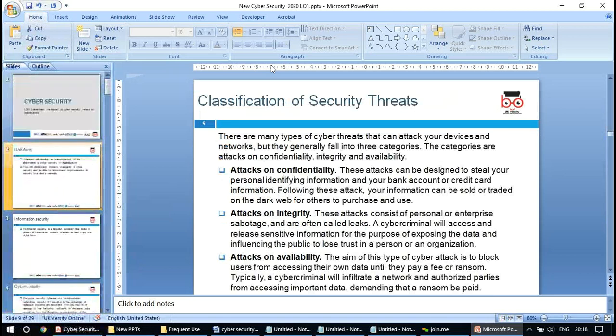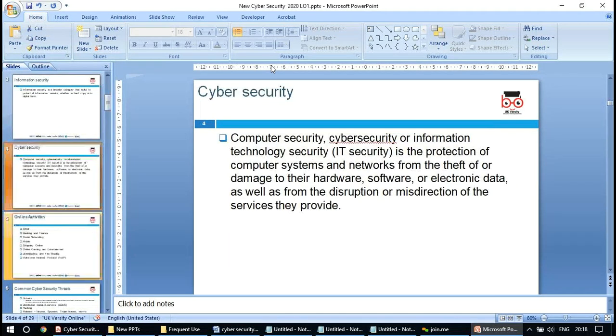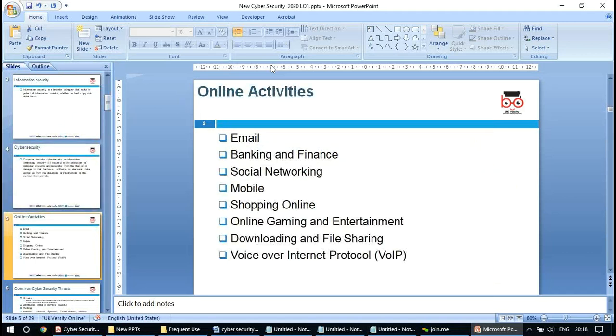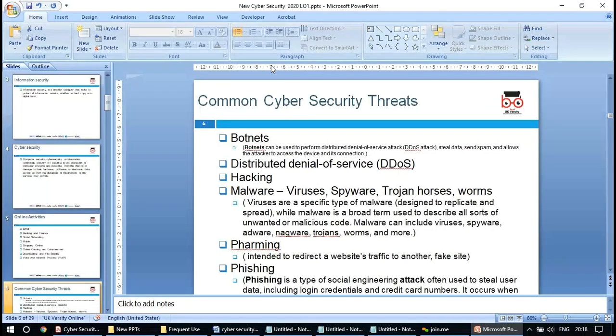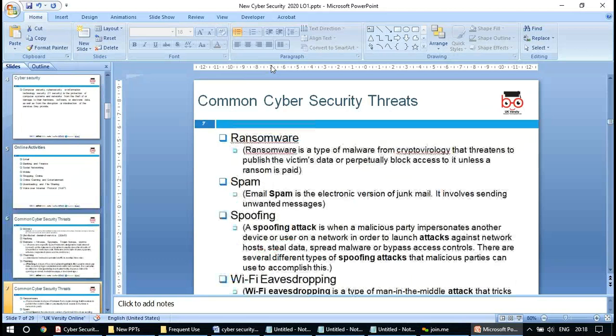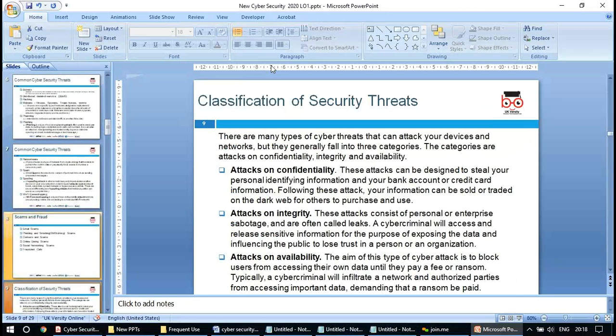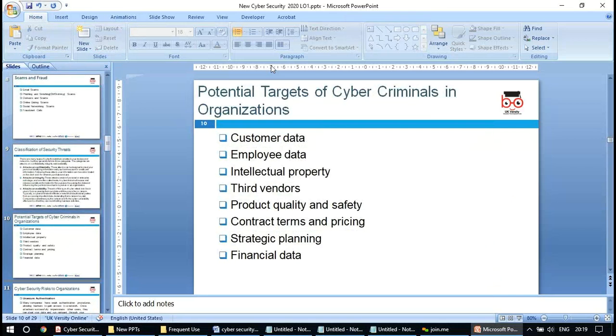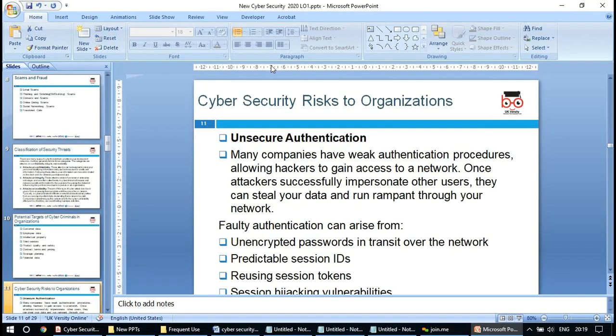So we discussed in general, in the above few slides, what cyber security is, what normal activities we do, what the possible threats are, what frauds you expect, and how you classify those threats. And then when you come to the organization, the criminals would be looking at some of these targets. Furthermore, let us see what the risks involved in the organization are, and how those risks arise.